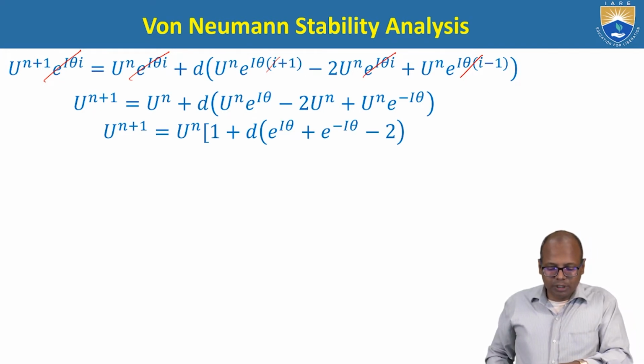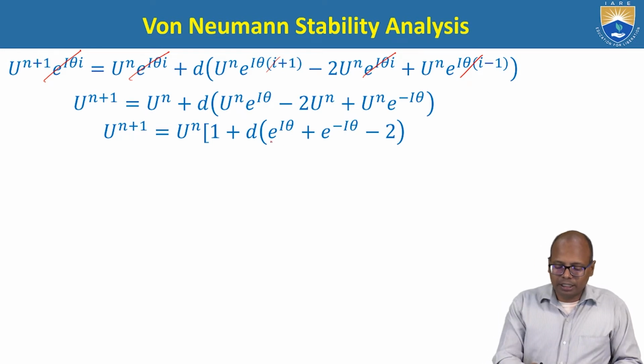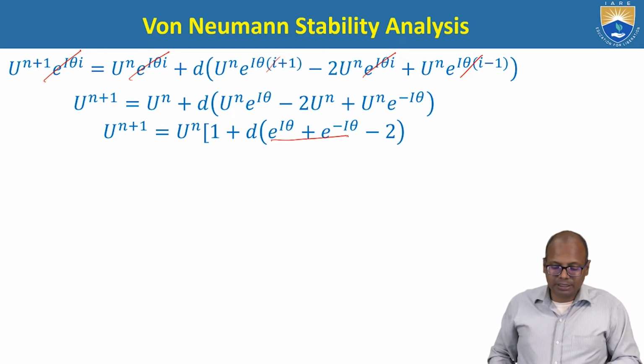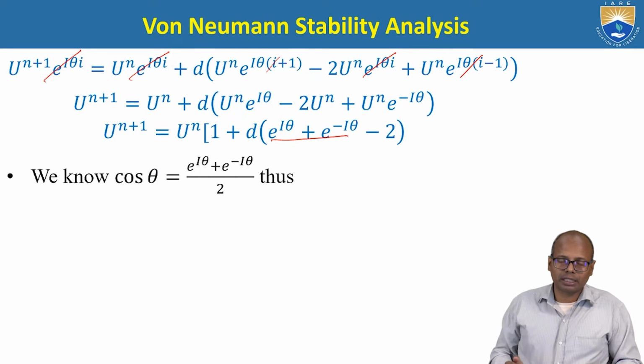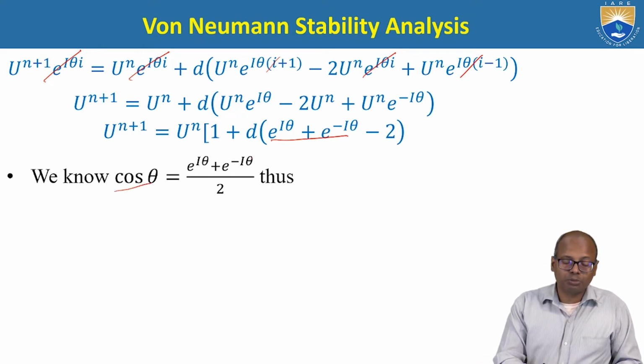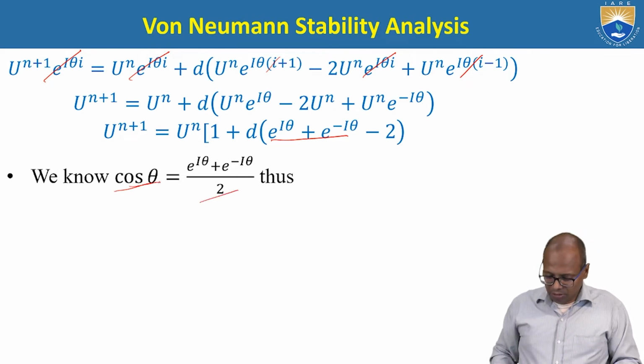Now, here e^(i theta) and e^(-i theta). So what is e^(i theta) plus e^(-i theta)? It is nothing but cos theta. So e^(i theta) plus e^(-i theta) by 2 is nothing but cos theta. If I substitute that here, what will happen?